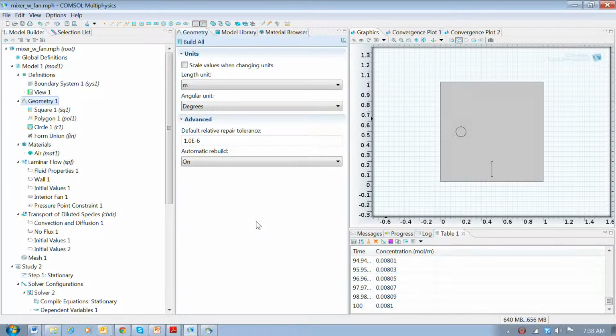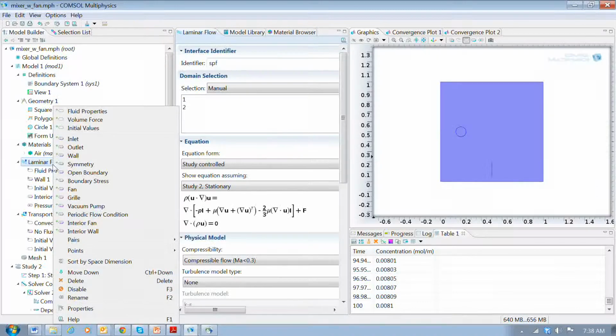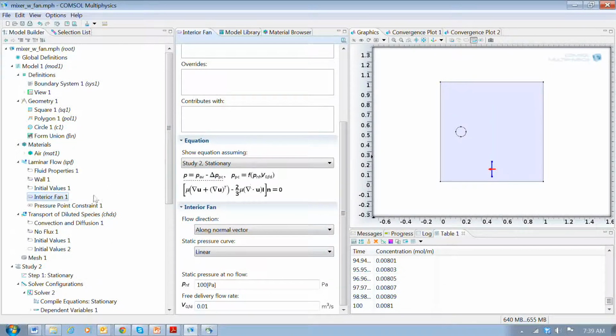So there's a nice new feature in the laminar flow module that has a lot of interesting applications, particularly for problems that involve circulation by a mixer or some kind of an agitator that works like a fan. And in particular, it's right here. If you go to the laminar flow interface, the interior fan is what it's called. And if you put that in, you get this feature here.